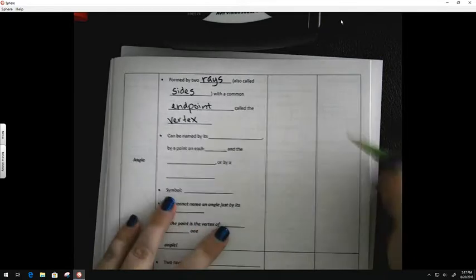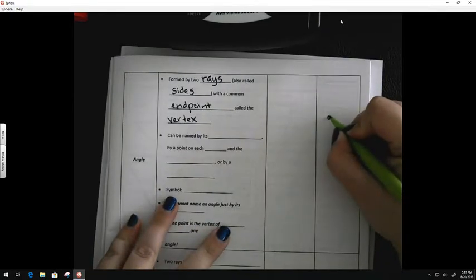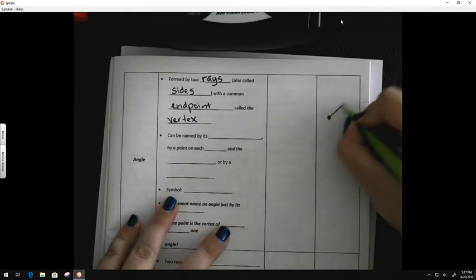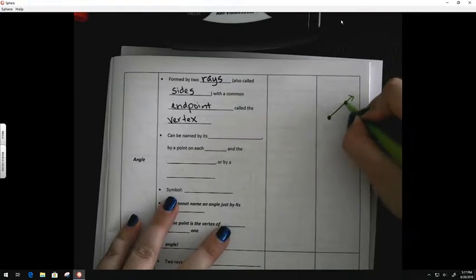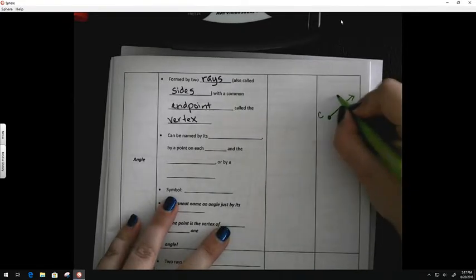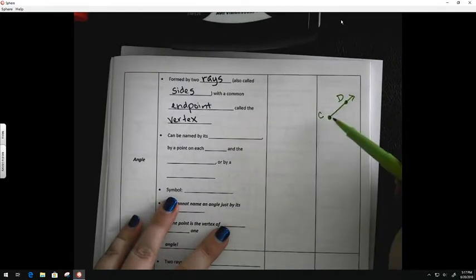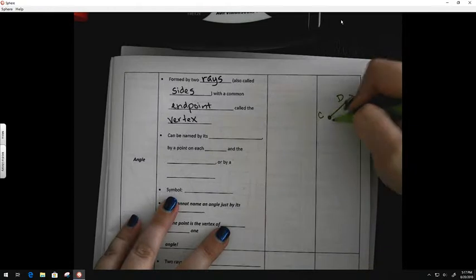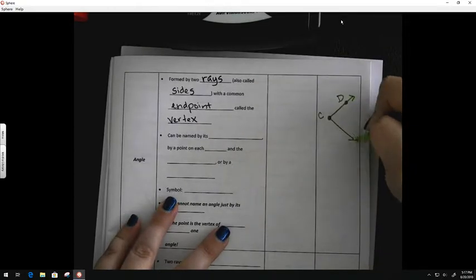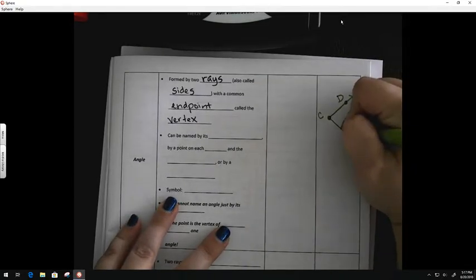All right, so let's think about what this looks like. I want 2 rays that have a common endpoint. So, for example, if I draw ray, and let's do CD right now. All right, then I want another ray that has the same endpoint. So I'm going to go ahead and call this ray CE.